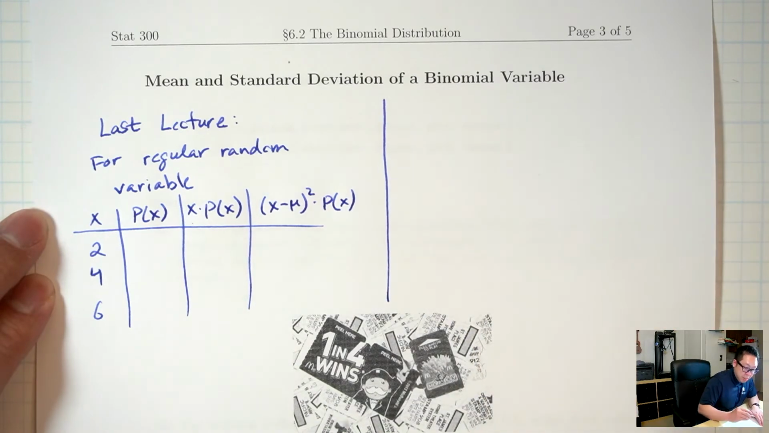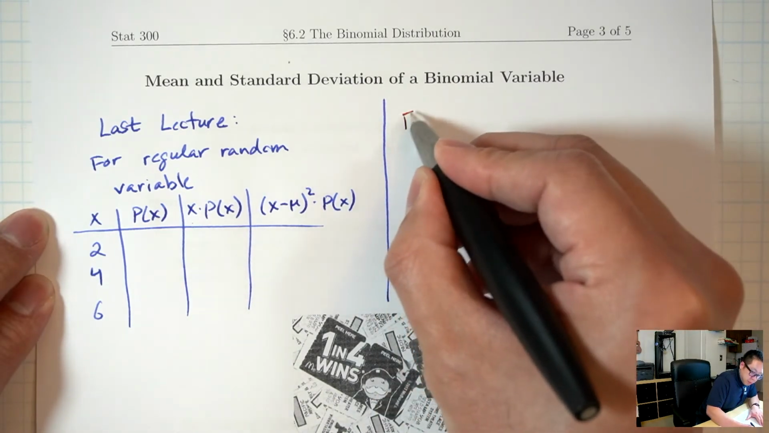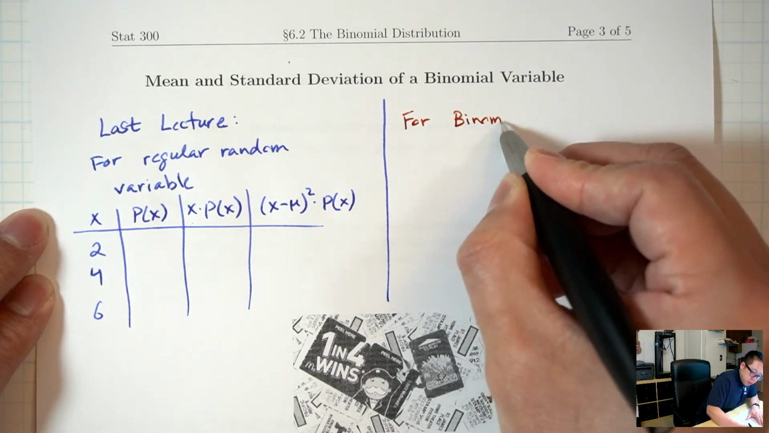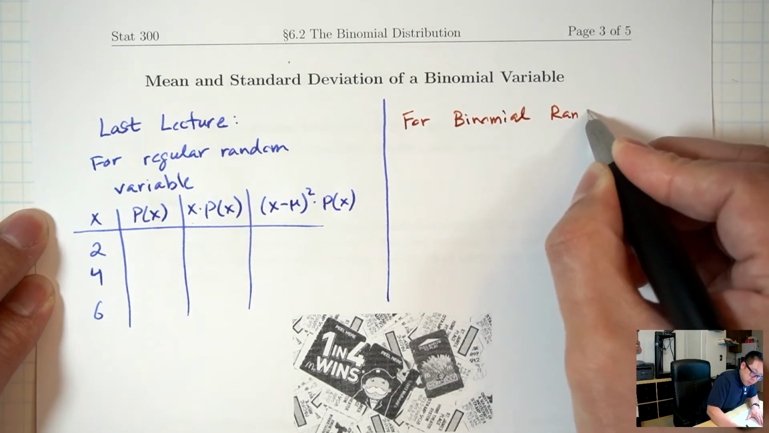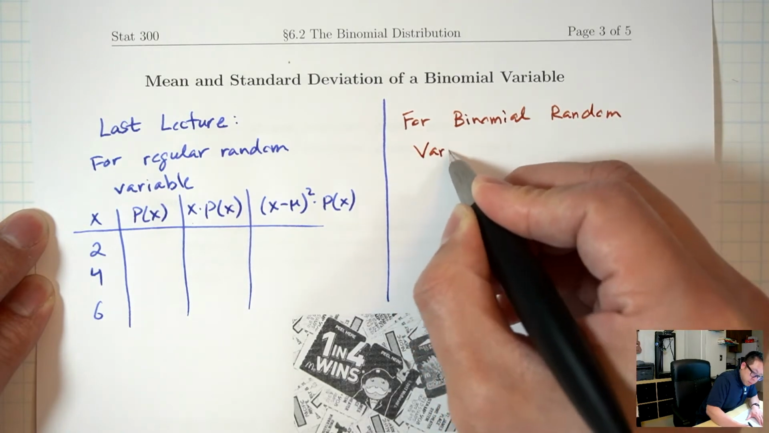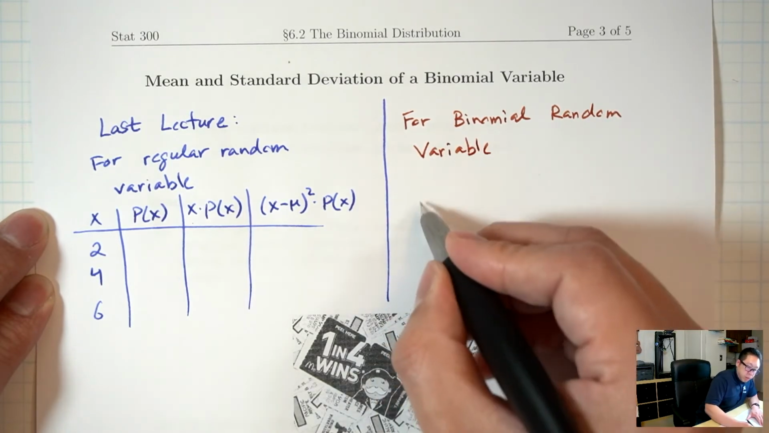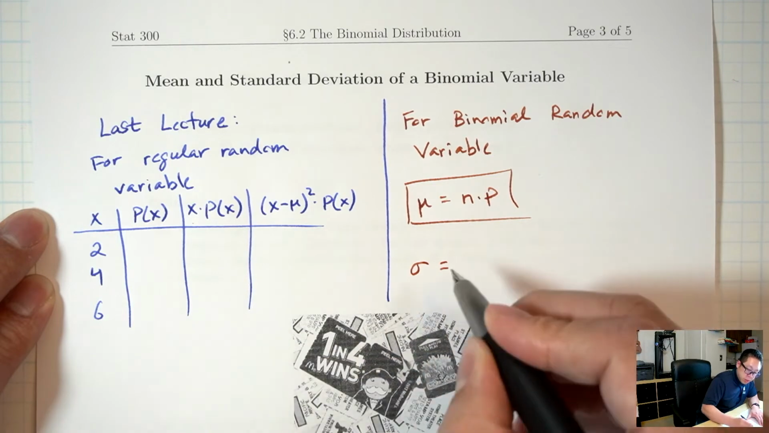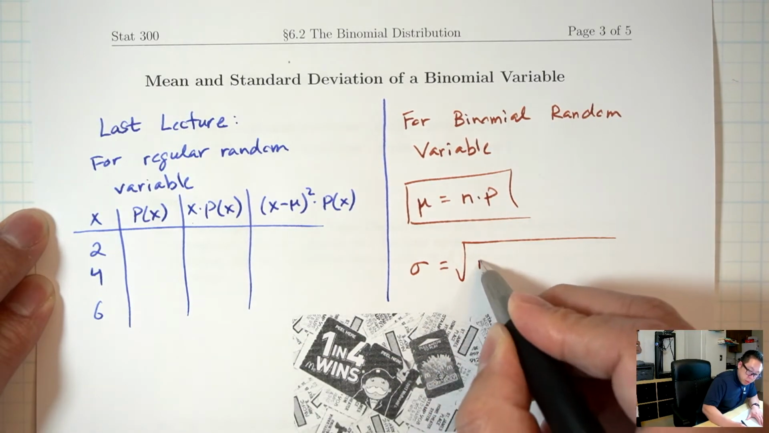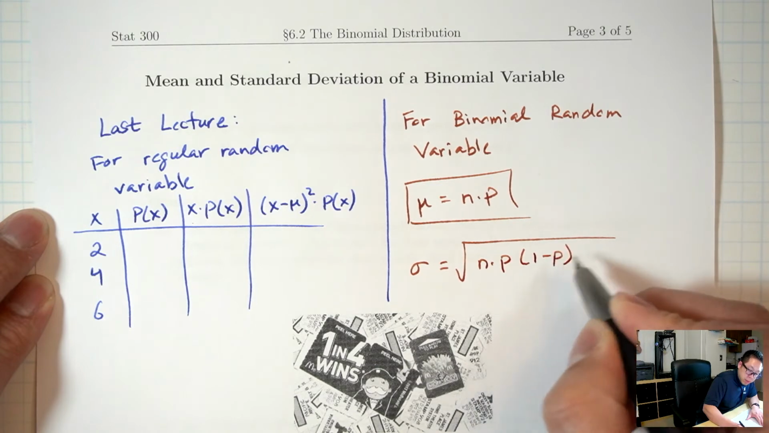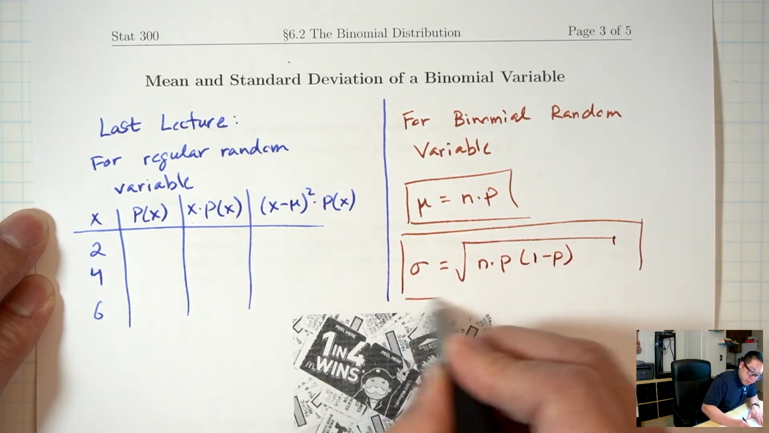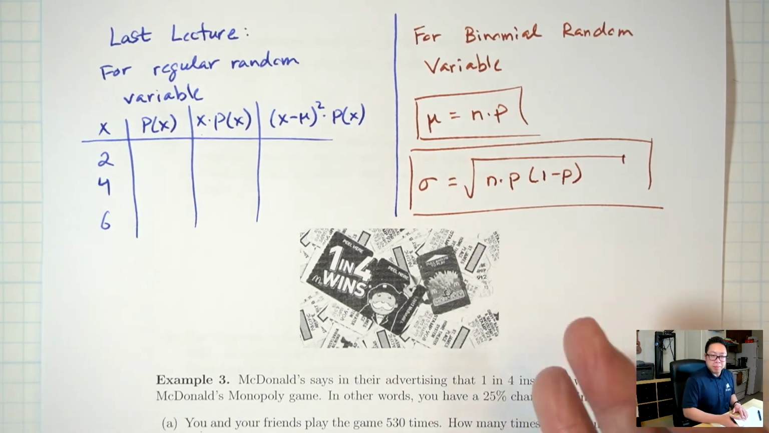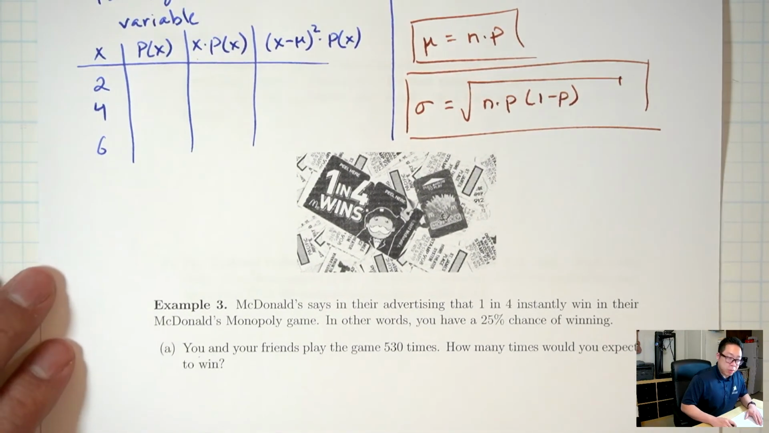For a binomial random variable, there are actually nice formulas for the mean and standard deviation. And this time I'm not lying. The formulas are nice. For the mean, instead of making the table, you just do n times p. That's it. For the standard deviation, instead of using the table, you can just do the square root of n times p times 1 minus p. See? They are nice.